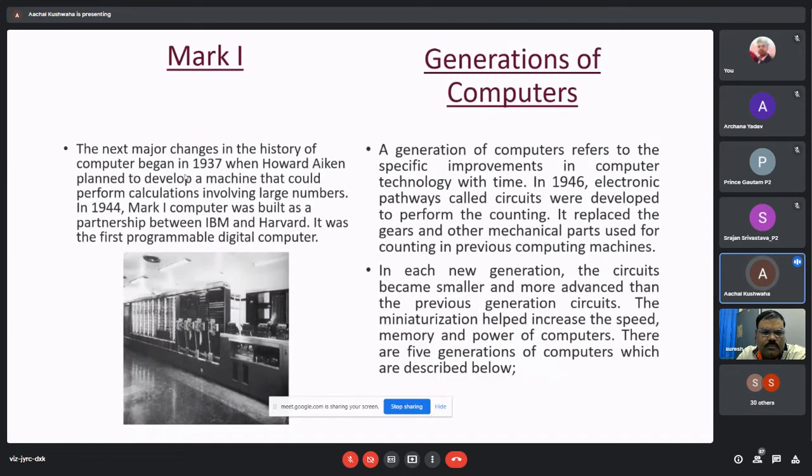Then the major change in the history of computers took place in 1973 when the Mark I computer was introduced. It was the first programmable digital computer, and then the generations of computers started. In each generation, the circuits became smaller and more advanced than the previous circuits, which helped in improving the speed and reliability of the computers.